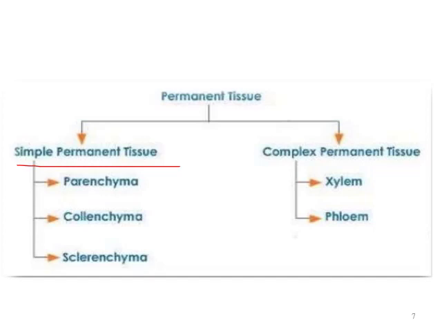So a simple permanent tissue is that which is composed of the same cells. Here we have three types of simple permanent tissue. One is parenchyma, the second one is collenchyma, and the third one is sclerenchyma. But this lecture is only about parenchyma.